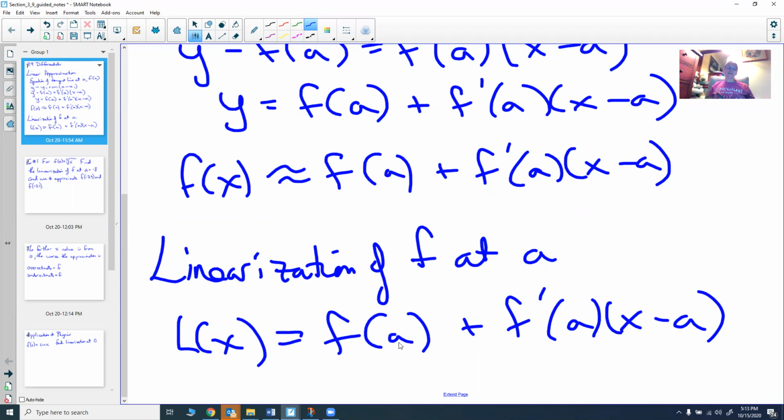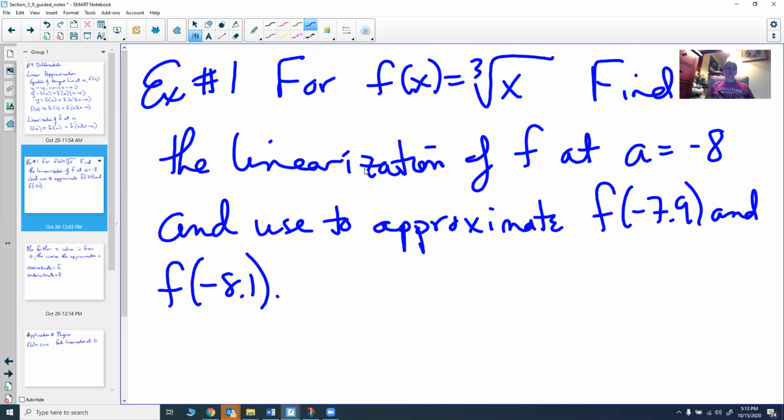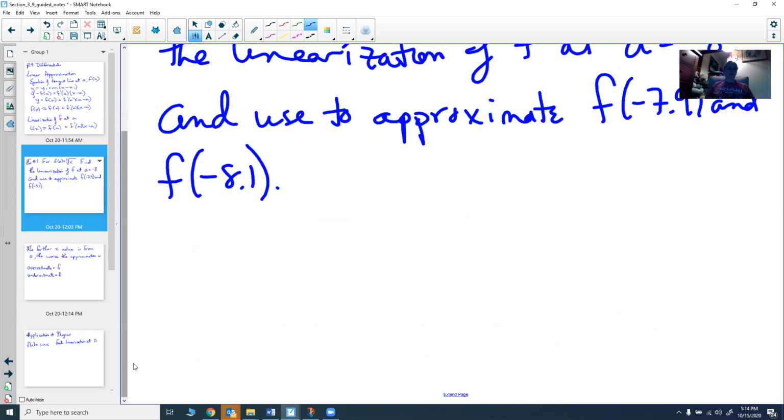Now, in this day and age, we don't really need to do this as much, but if you have a table of values for your function, then this is very, very useful. We're going to look at a problem that's analytic, but you can do this with a table of values. I just want to show you the process here. So let's say we have a function f of x equals the cube root of x. We want to find the linearization of f at x equals negative 8. I'm going to use it to approximate f of negative 7.9 and f of negative 8.1. So we want to find the linearization of that.